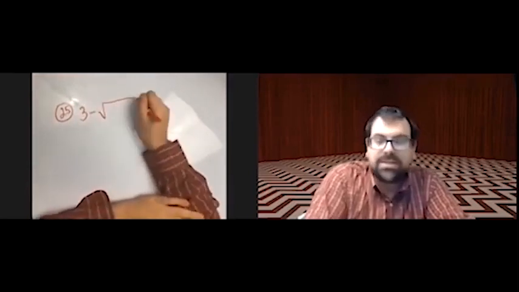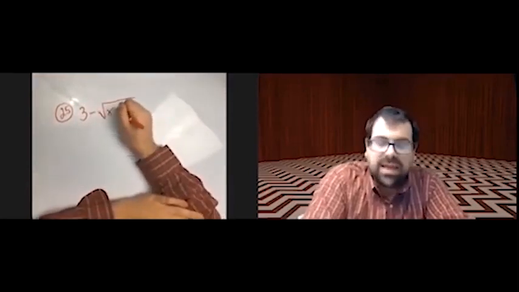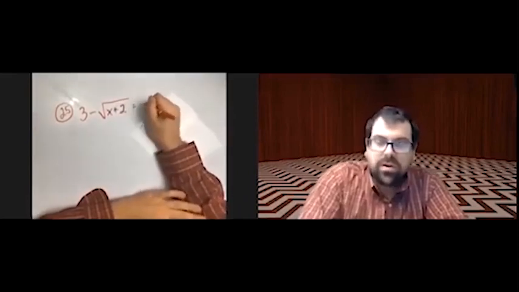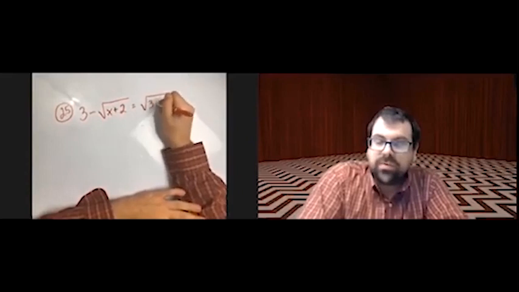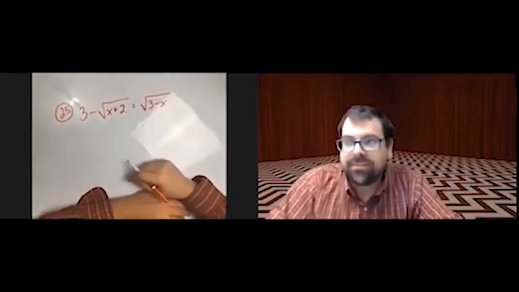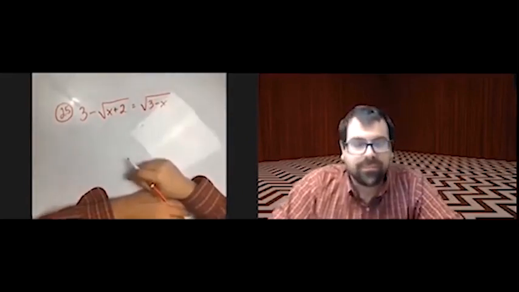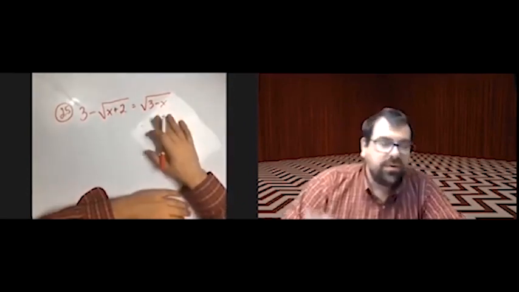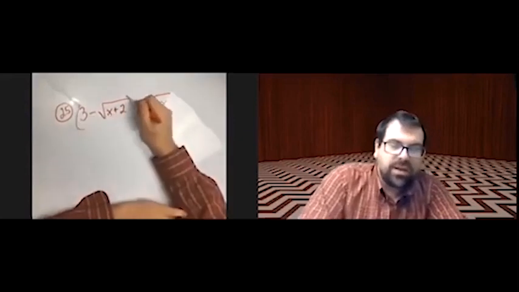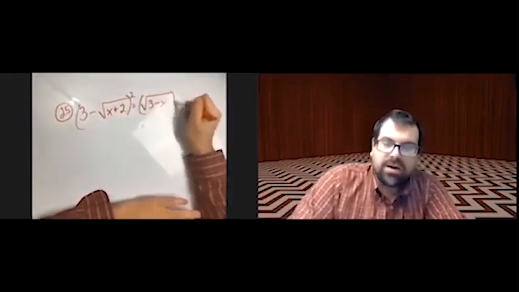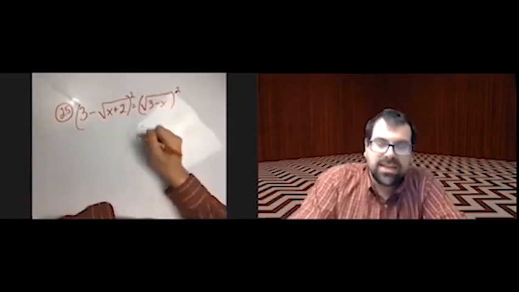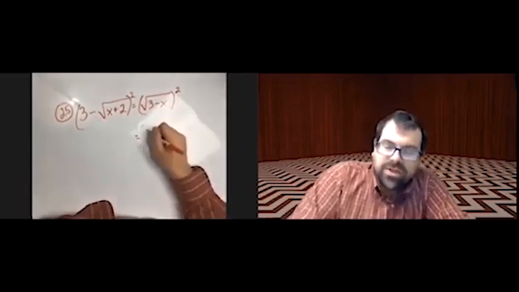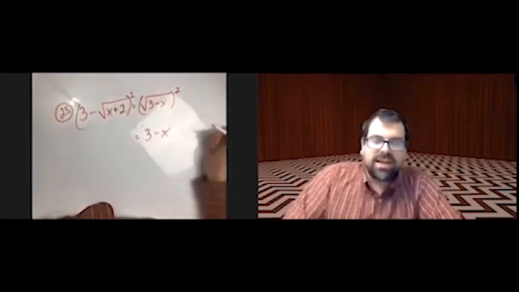3 minus the square root of x plus 2 equals the square root of 3 minus x. We have a radical by itself. That's great. We can square both sides right away. The radical and the square undo each other. This just equals 3 minus x on the right.